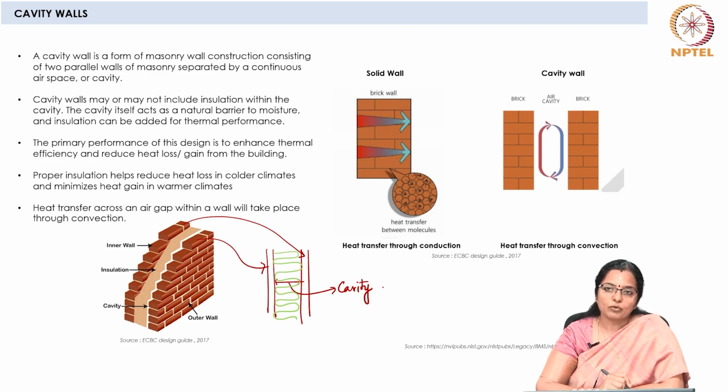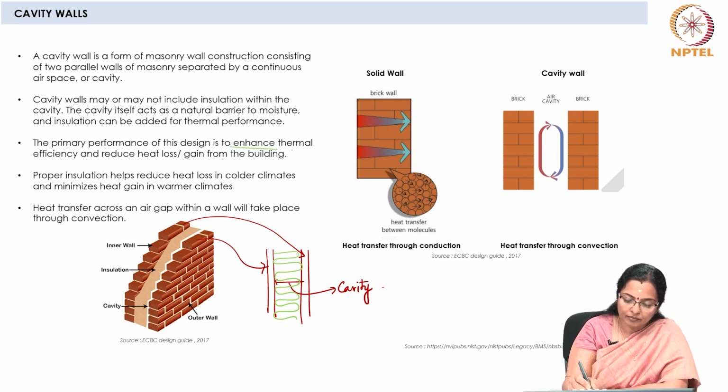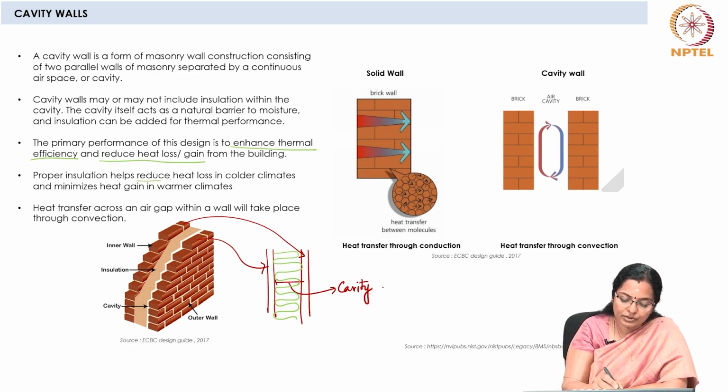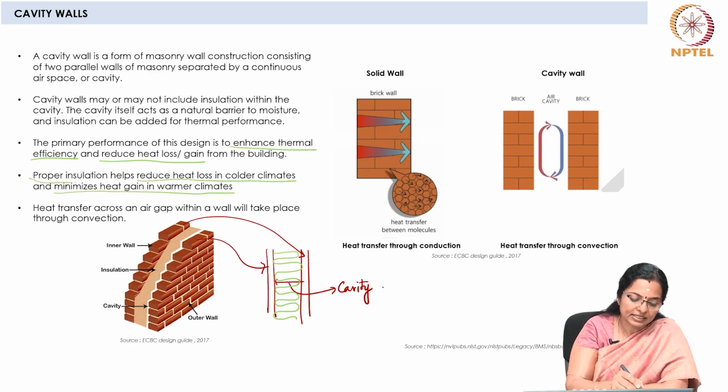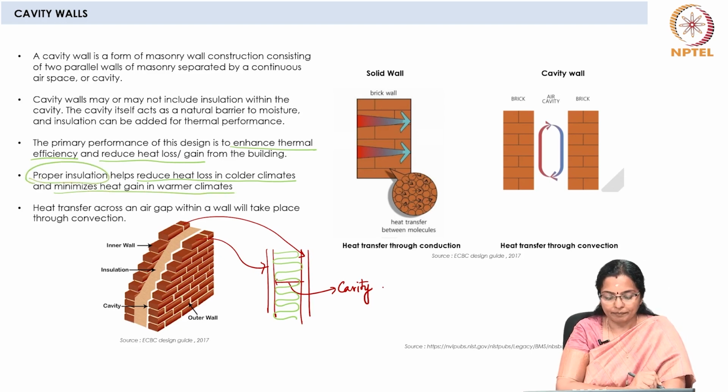The primary performance of this design is to enhance thermal efficiency and also reduce heat loss or gain from the building, as the case may be. Proper insulation helps to reduce heat loss in cold climates and minimize heat gain in warm climates. Hence, proper insulation of the wall is important.